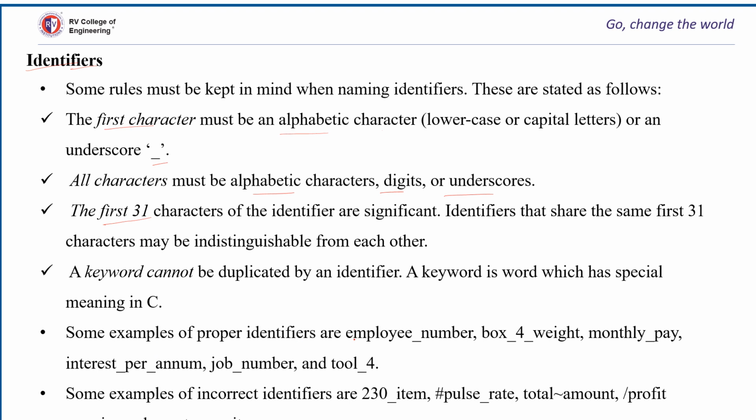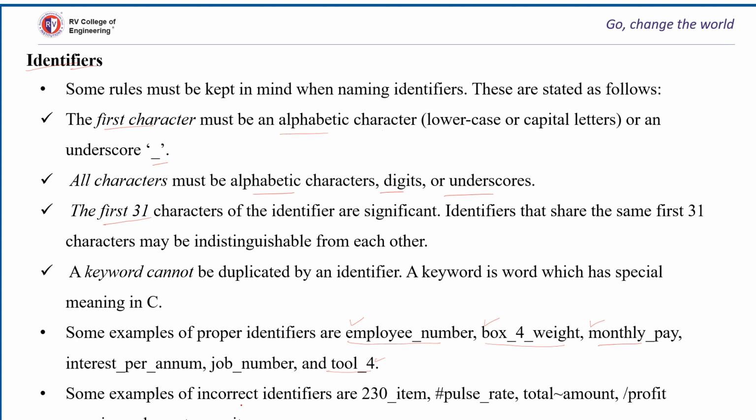Proper examples of an identifier: employee_number, box_4_weight, monthly_pay. If you observe, the first character of each identifier is an alphabet. We have tool_4. We can have a digit, but it should not be the first character.